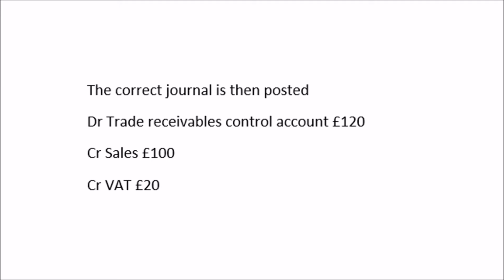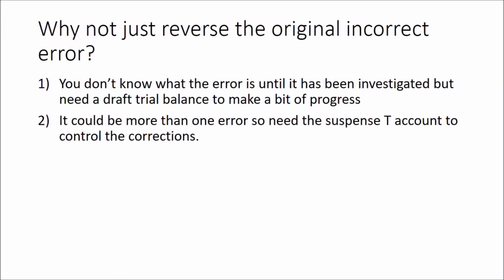So in the exam, typically you're going to see two journals posted in error. So it's going to be really important to maintain the T account for the suspense account in your workings to see that the overall suspense account is cleared when you post both of the journals to reverse the error. You might sometimes see, well, just before we get into that, why not just reverse the original incorrect error?